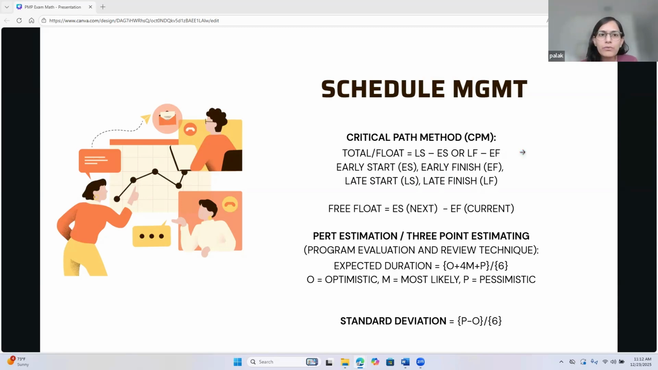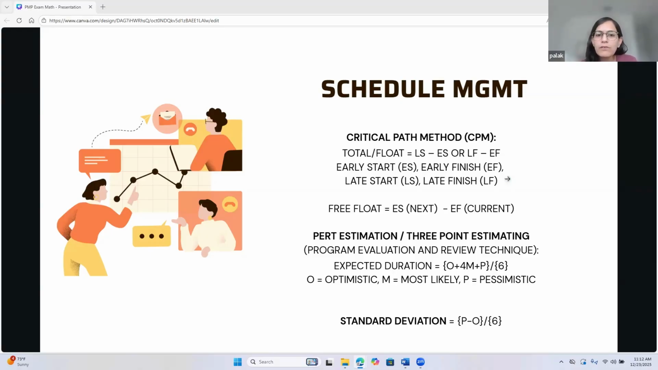And so the other way to interpret it is how long an activity can slip without delaying the project end date. Okay, that's what total float is about, without delaying the project end date. And the critical path activities have zero float.